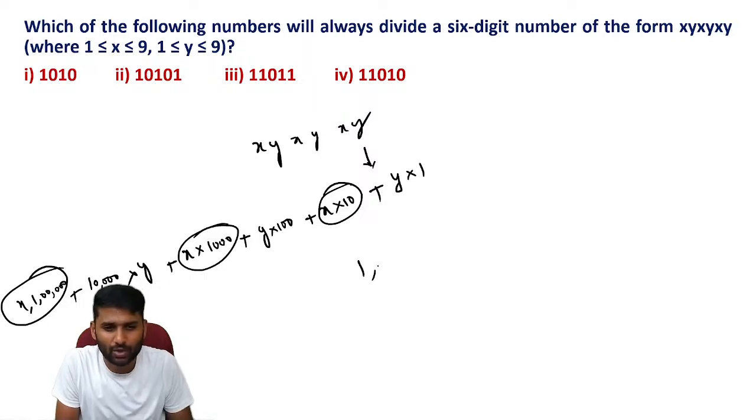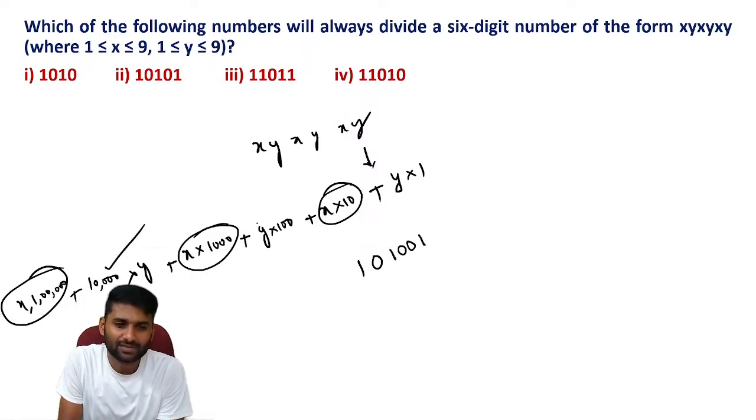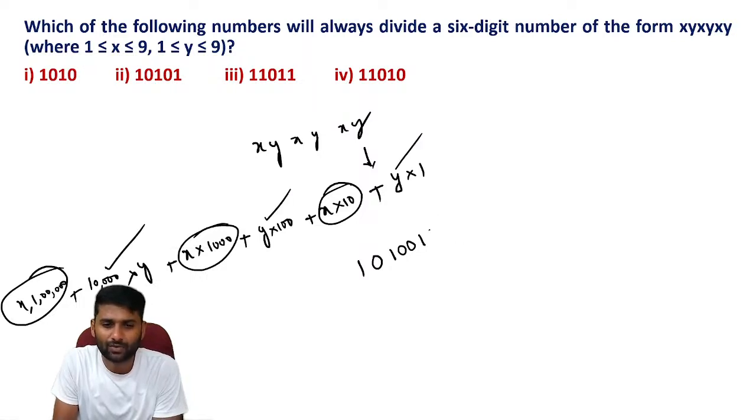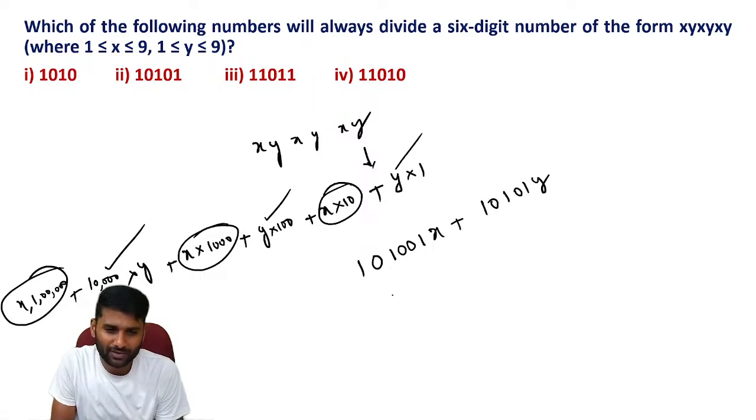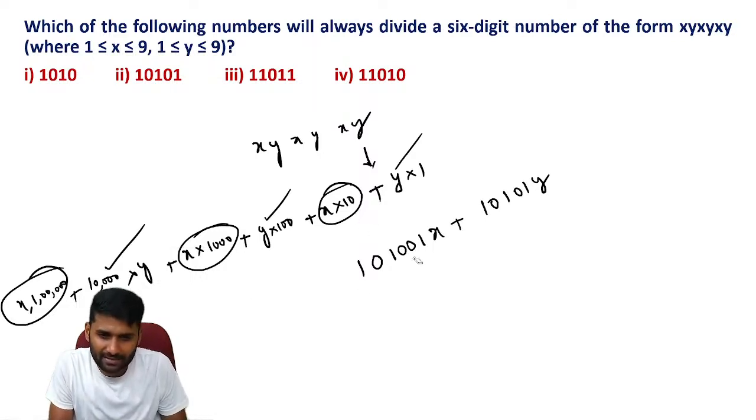So the total value is 1,00,001. Same way, 10,000 plus 100 plus 1. So the total value is 10,101. See what is the common value here? 1 lakh, 10,000 and 10.